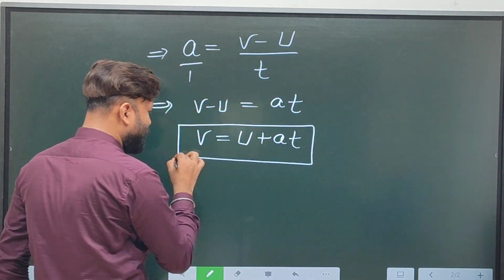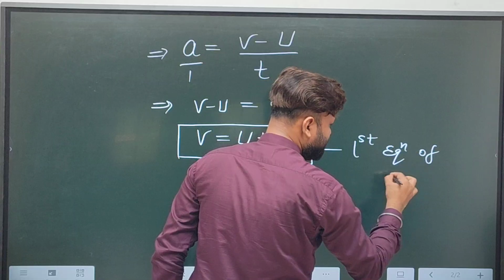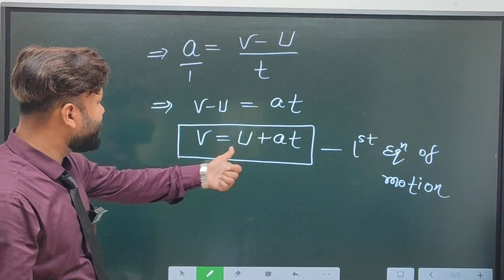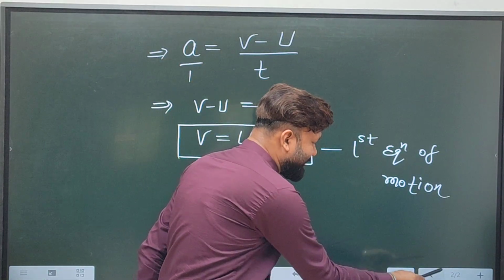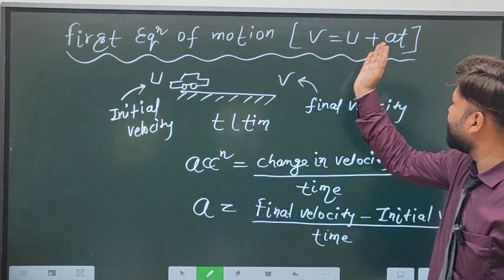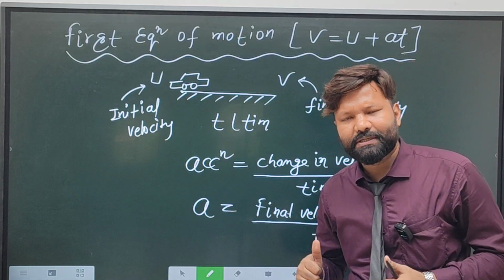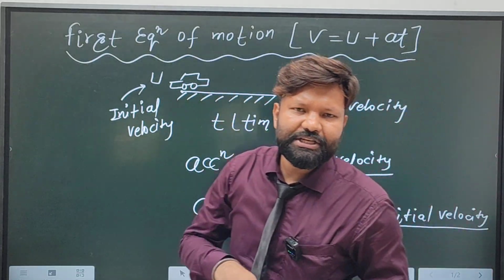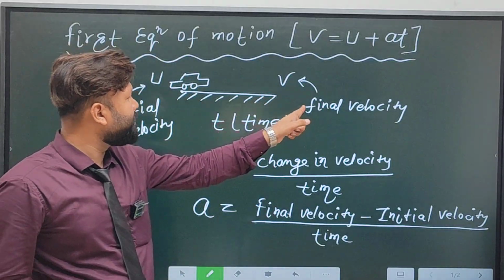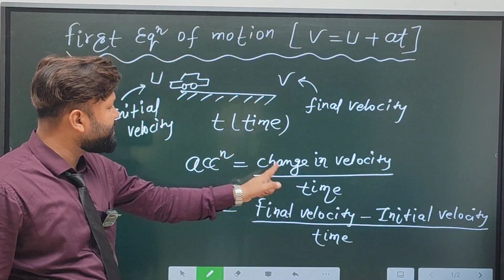So this is the first equation of motion that we have proved. First equation of motion. Yes. So this is the first equation of motion, students. Let's revise once again. Students, we are going to prove the first equation of motion, that is V is equal to U plus AT. Suppose when you are writing in a copy, what you have to write in the language. Suppose a car is moving with initial velocity U, after time t, final velocity becomes V.